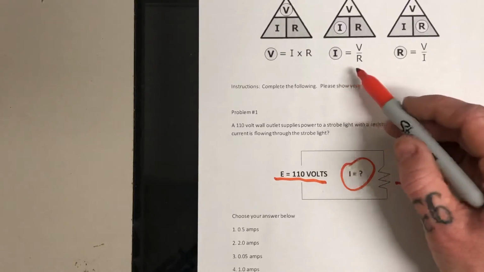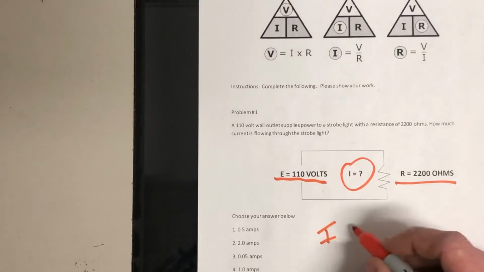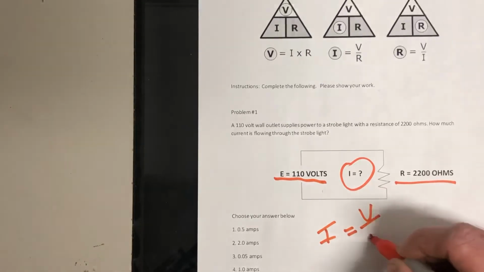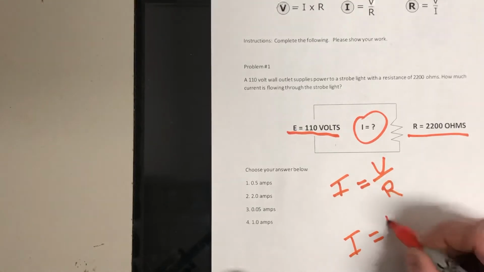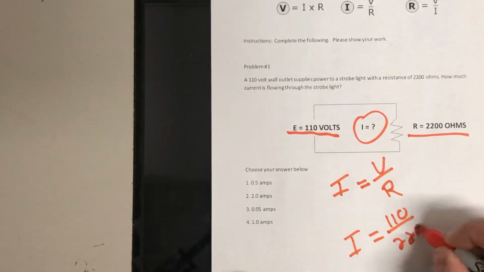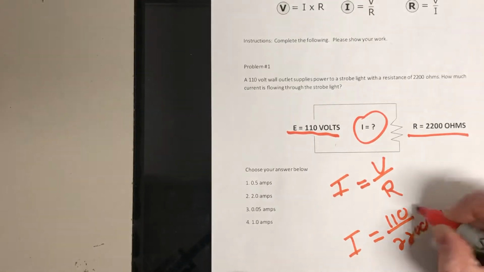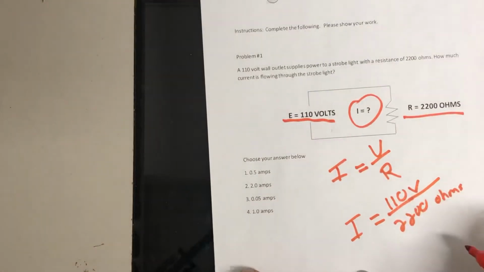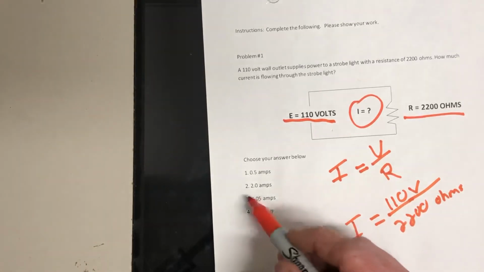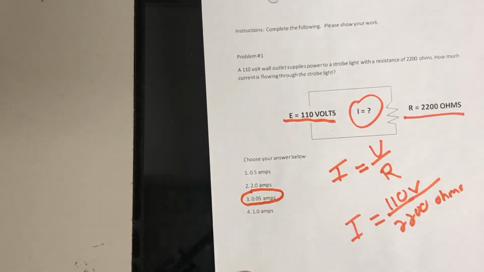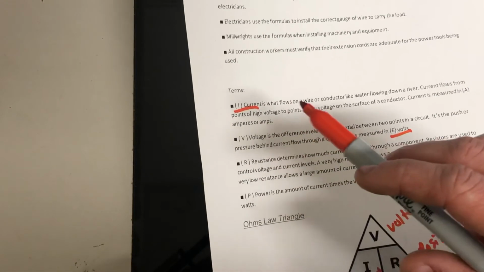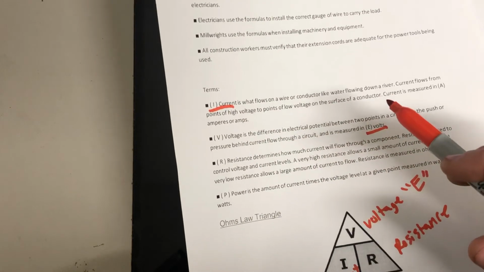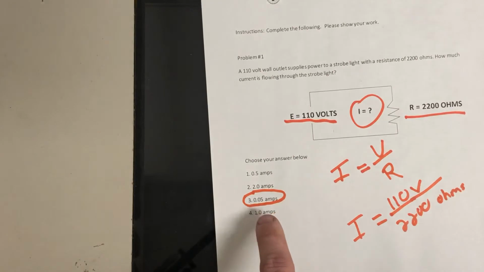So this is going to be the equation we use. We're going to use current is equal to voltage divided by resistance. So current is equal to 110 volts divided by 2,200 ohms. And when you plug that in your calculator, you're going to get 0.05 amps. Remember current, as we saw earlier on the front sheet, is what flows on a wire conductor like water down a river, and it's measured in amps. So you get 0.05 by dividing 110 by 2,200, and then it's going to be amps.